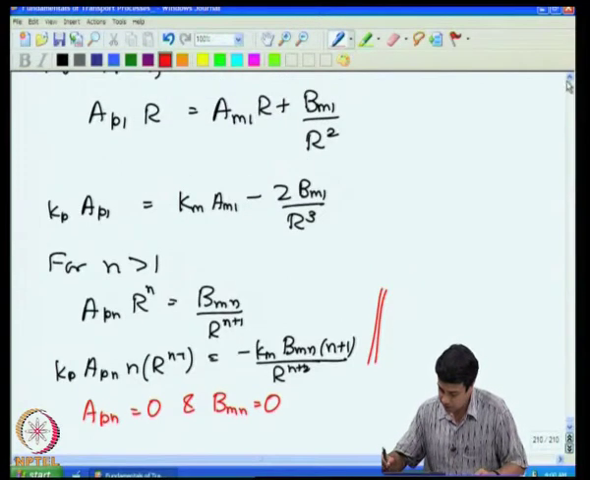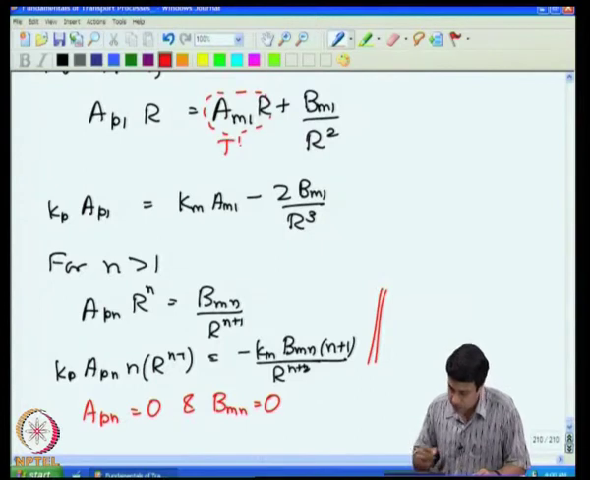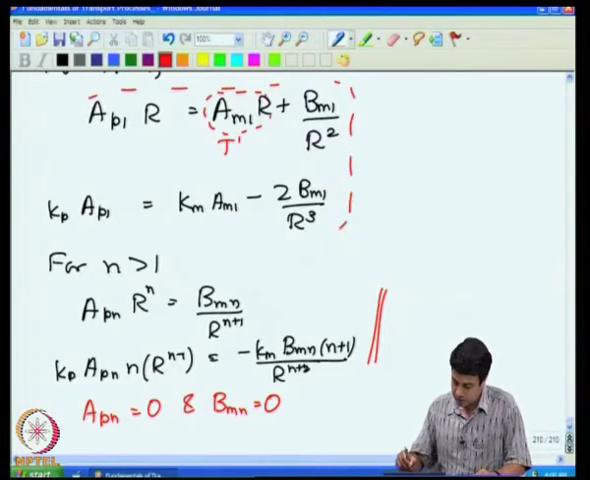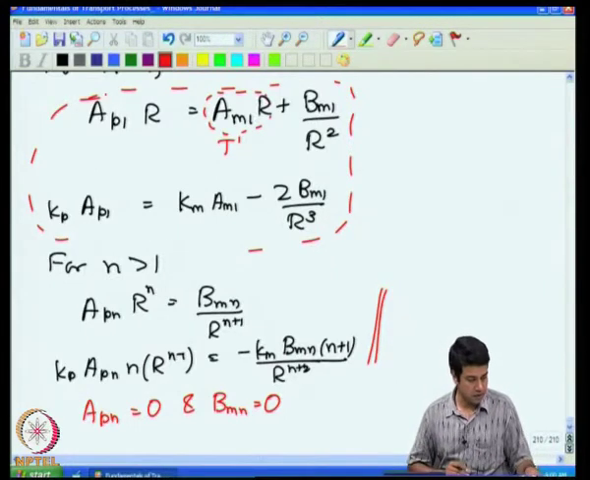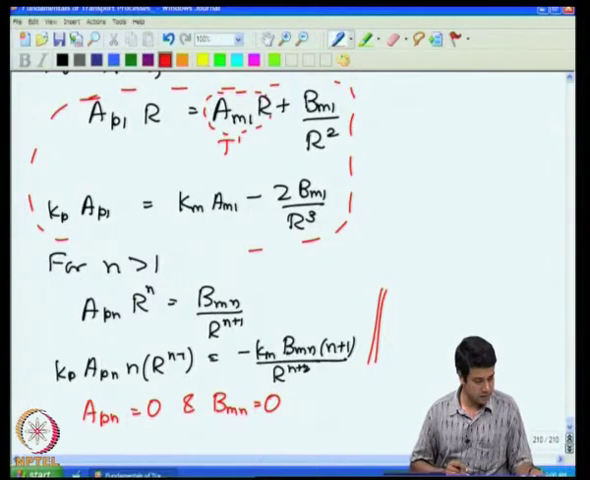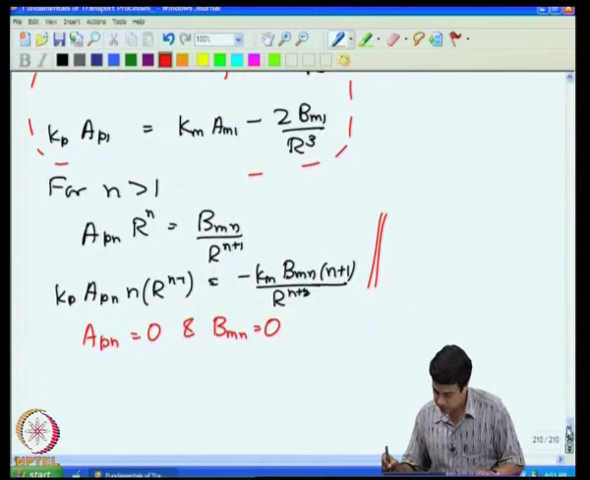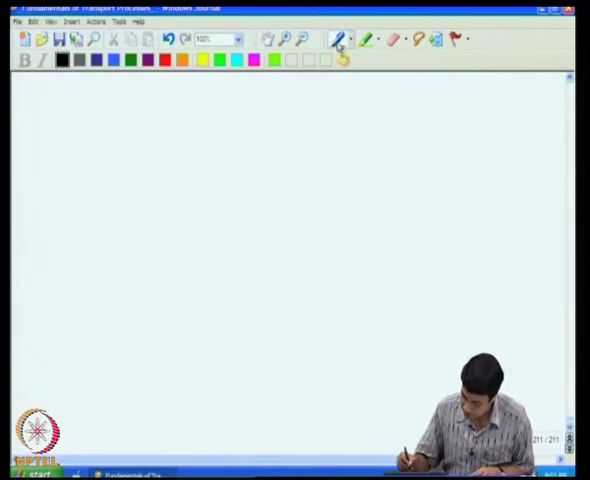For n equal to 1, you have this inhomogeneous term, A_m1 is equal to T', and because of that you have this inhomogeneous term. For the combination of these two equations, you can get solutions for all of the constants within the equation. You can solve the simultaneous equations quite easily, and I will just give you the final solutions that you get.